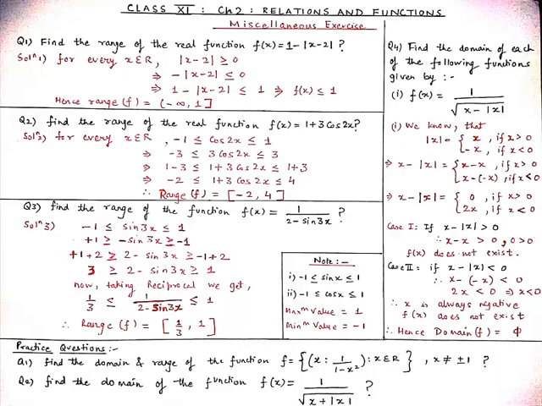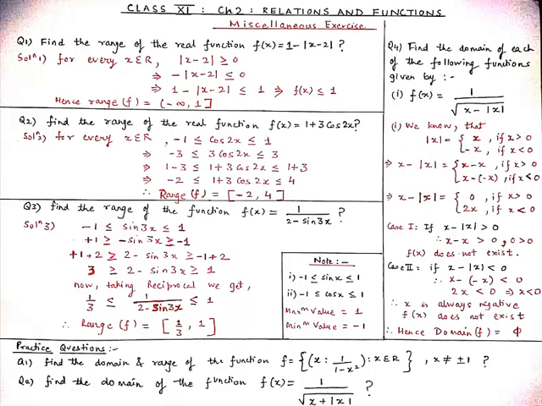From here we get -1 into -1, so +1 is greater than or equal to -sin 3x, which is greater than or equal to -1. Now when we add 2 on both sides, we get 1 + 2 greater than or equal to 2 - sin 3x, and this is greater than or equal to -1 + 2. On solving it, we get 2 + 1 which is 3, greater than or equal to 2 - sin 3x, which is greater than or equal to 1.